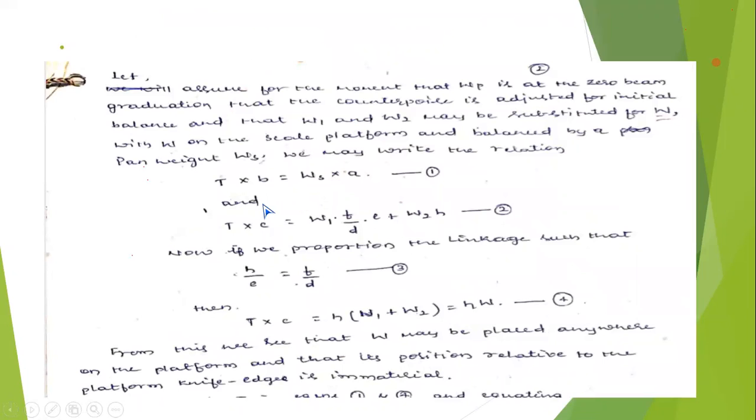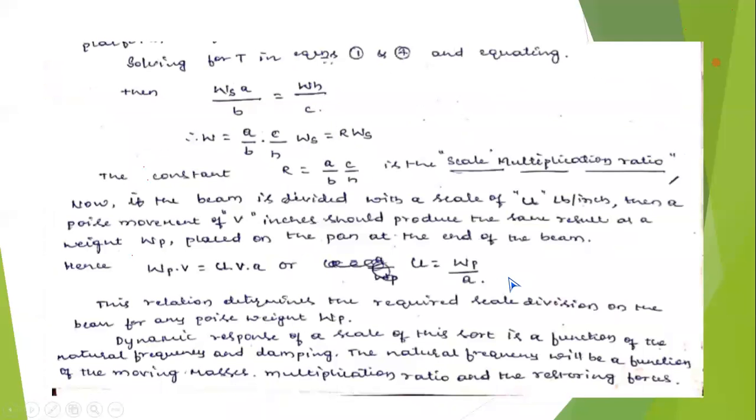That is the force into perpendicular distance. This is the tension T and the distance B, and the force Ws and the distance A. In the same way, derive equations 1, 2, 3, 4, and finally find the value of W, which is equal to A divided by B into C divided by H into Ws. In this example, Ws is 20 into 2, that is 40.